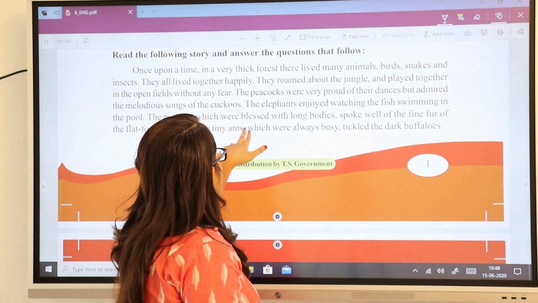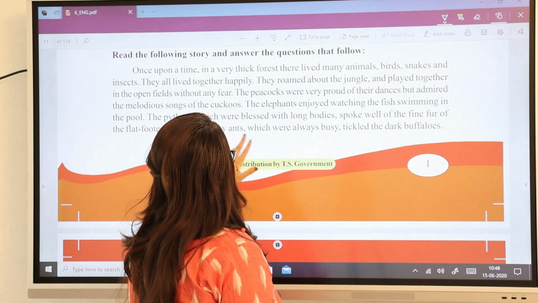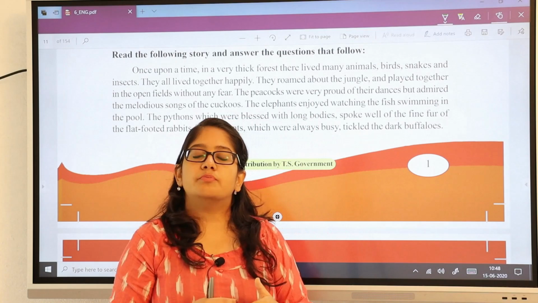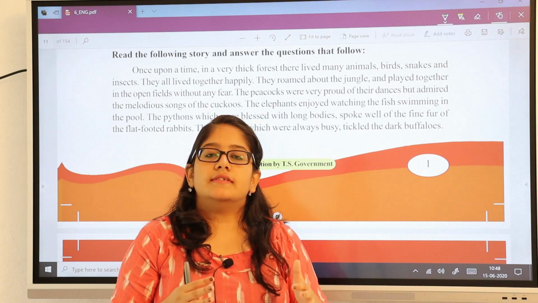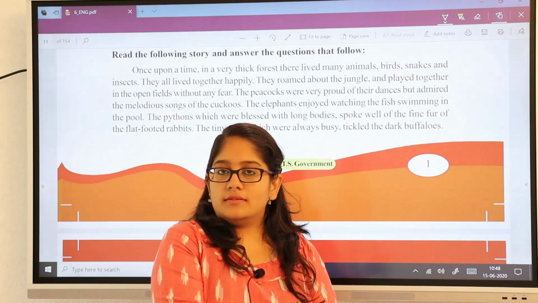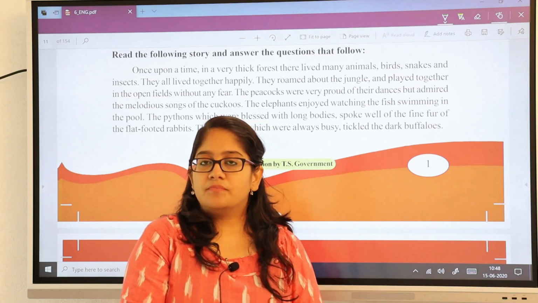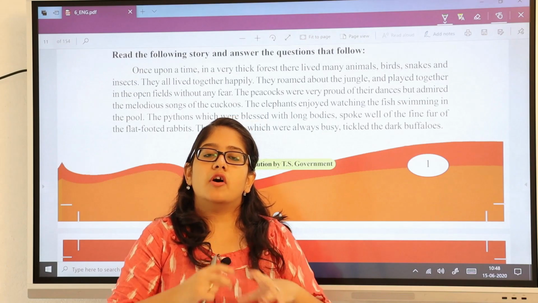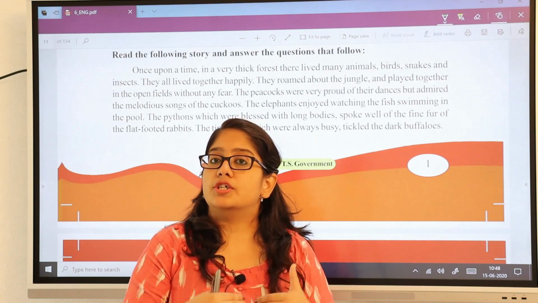The pythons, which were blessed with long bodies, spoke well of the fine fur of flat-footed rabbits. So what did the pythons do? Pythons are snakes. They did not appreciate themselves. They instead talked about the fur of the rabbits, how beautiful the rabbits were. Now pythons have long, beautiful bodies, but they were not arrogant, they did not appreciate themselves.